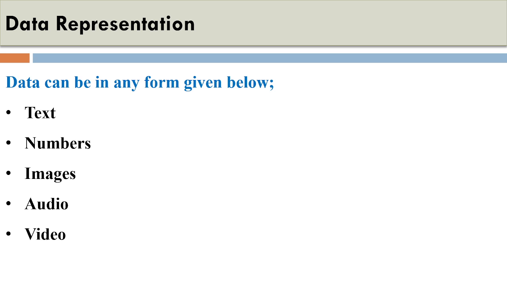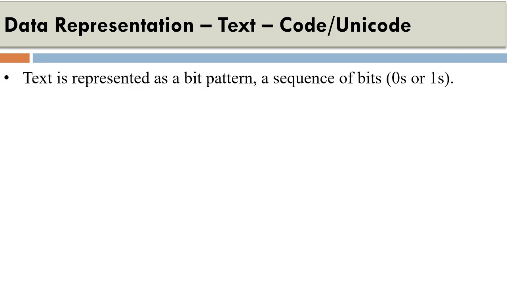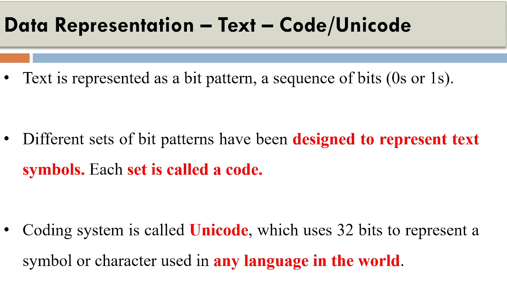So we have to somehow represent all these things in zeros and ones. So how are they represented? If we talk about text, text is actually represented as a bit pattern, that is the sequence of zeros and ones. We have different patterns designed to represent a text symbol, and we call this a code. Usually the coding system is called Unicode, and with the use of 32 bits, it can represent symbols or characters used in any language in the world.